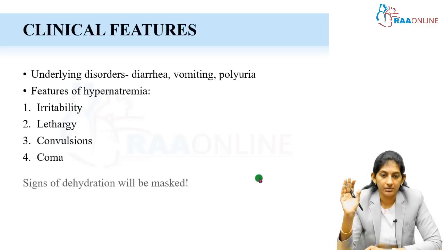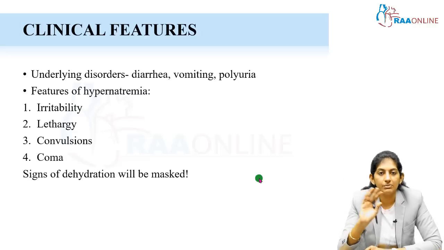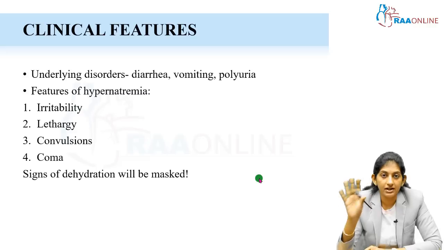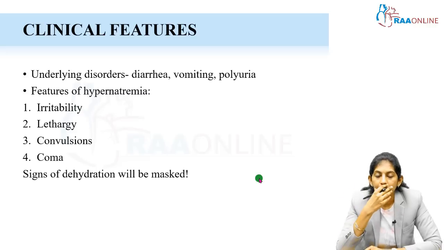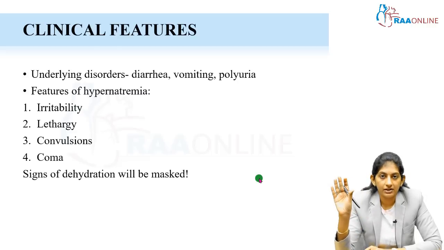Signs of dehydration will be masked. Because of hypernatremia, you will not be able to feel for the skin turgor or the sunken eyes, etc. When you do the per abdomen palpation, you might get a doughy abdomen feel. Okay, when you feel for it, definitely you will know. When you feel it, it really feels so doughy. Okay, so when you get a child with hypernatremic dehydration, do that. You will never forget that feel.